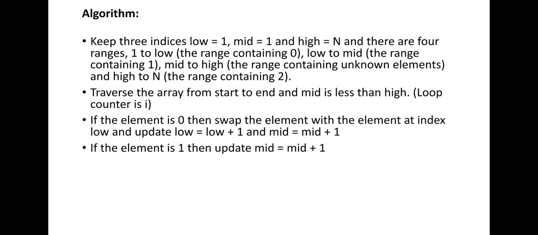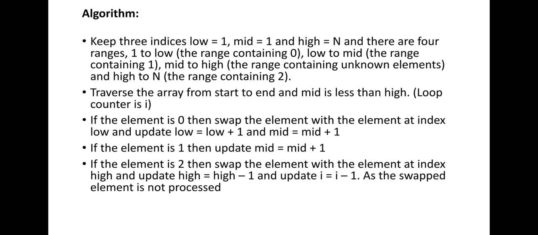After that, if the element is 1, then we would update mid as mid plus 1. That is, we would increment mid by 1. If the encountered element is 2, then we would swap the element with the element at index high and update high as high minus 1. That is, we would decrement high by 1 and update i as i minus 1. That is, we would also decrement i, our iterator, as the swapped element is not processed.